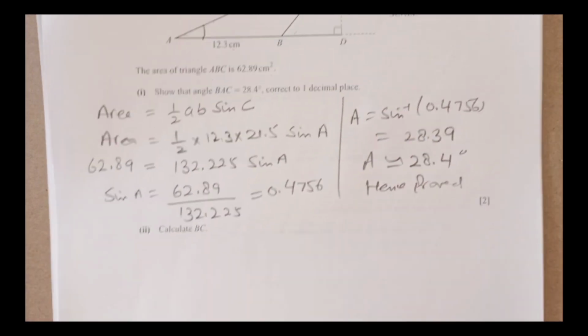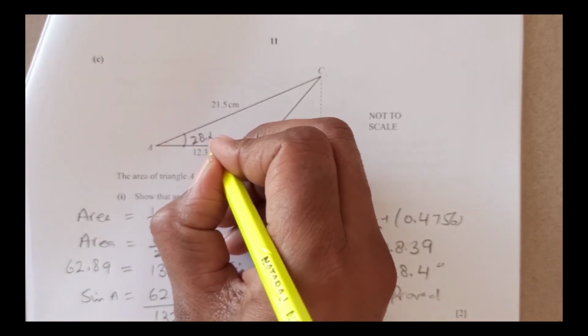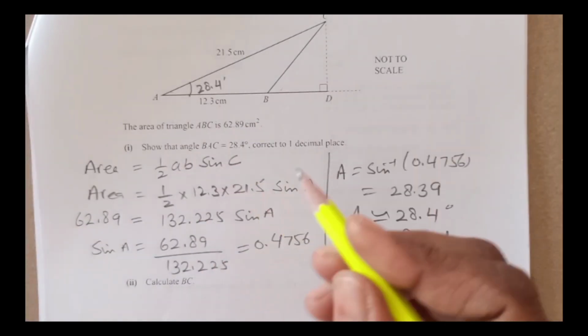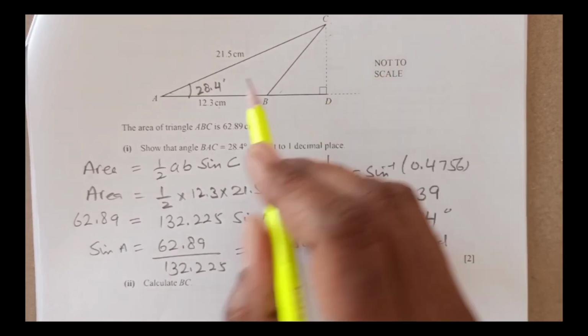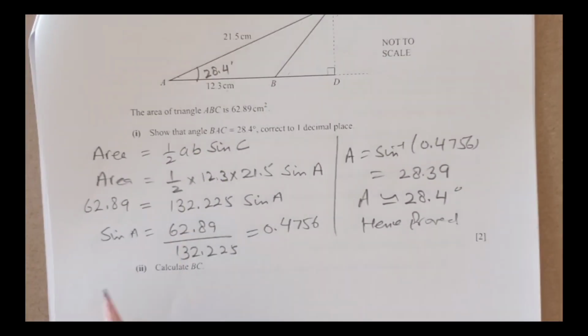Now calculate BC. BC is here. So we got this angle, let me write it down here, 28.4 degrees. So we are looking for now BC. Once we have this angle, we can use the cosine rule.